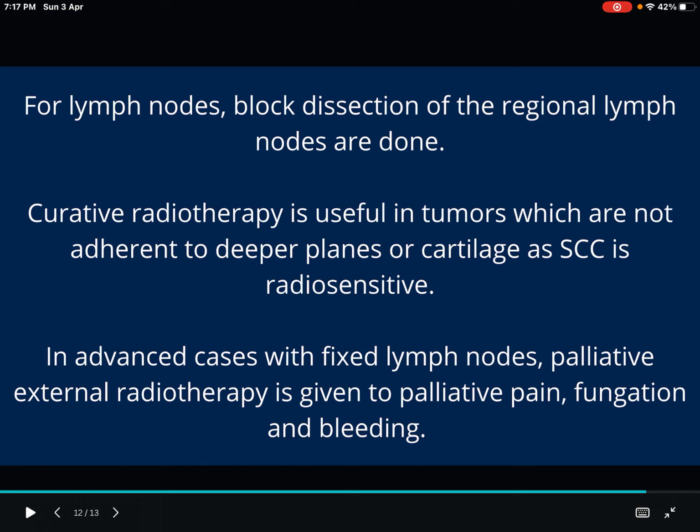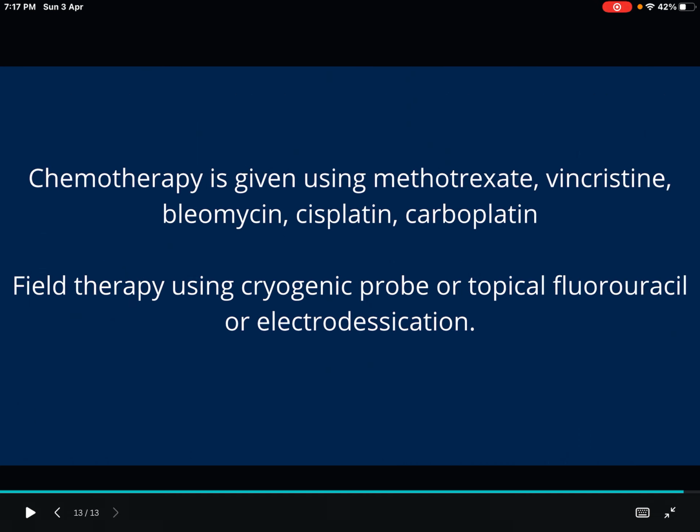In advanced cases, where the squamous cell carcinoma is adhering to the deeper planes or cartilages, we can do palliative external radiotherapy to palliate pain, fungation or bleeding, etc. But it is not a curative therapy. So 2 types of radiotherapy are there, palliative and curative, that you can keep in mind.